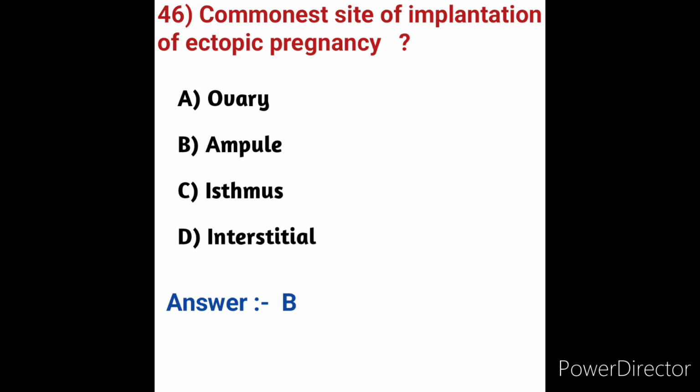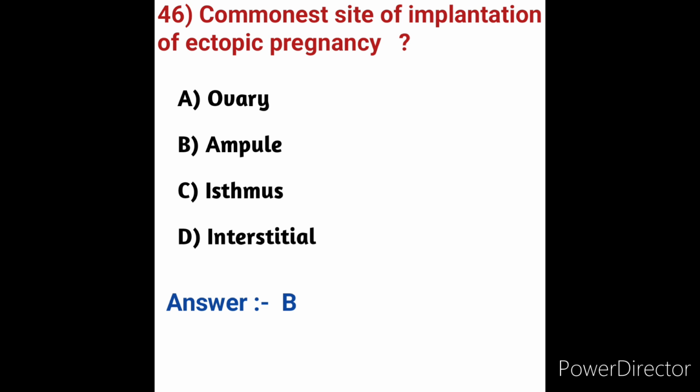Commonest site of implantation of ectopic pregnancy. In ectopic pregnancy, the commonest site of implantation. Options: option A, ovary. Option B, ampulla. Option C, isthmus. Option D, interstitial. In ectopic pregnancy, also called extrauterine pregnancy, the implantation of the egg is done extrauterine, meaning in the tube.